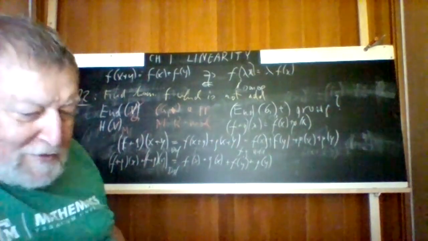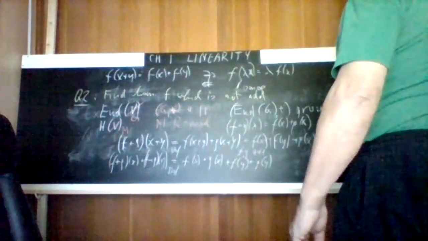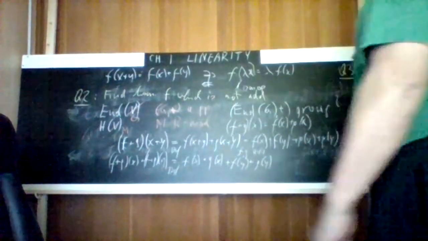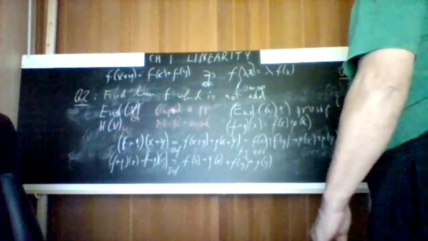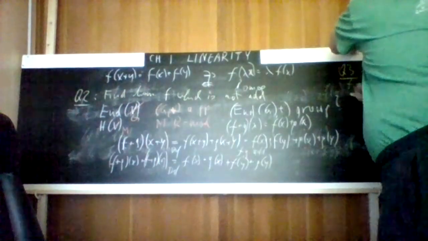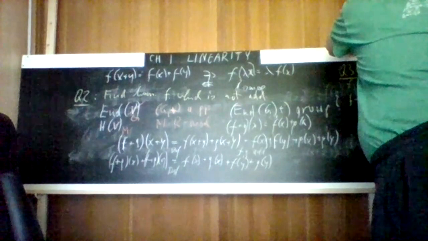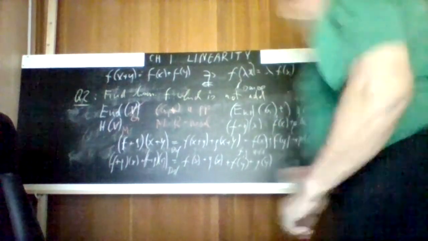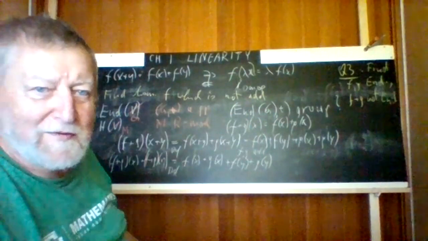And so question 3 would be: find f and g, which are endomorphisms additively, but f plus g is not an endomorphism. So I don't know, can one see this far end of the board? Looks like, yeah.